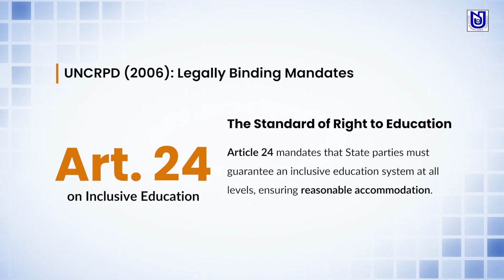human rights-based models. Specifically, Article 24 of the UN CRPD mandates that the state parties or the signatories must guarantee an inclusive educational system at all levels of education, starting from the basic primary to the upper levels and finally the higher educational levels. This ensures reasonable accommodation. It ensures that the existing structures support individual learning across groups.